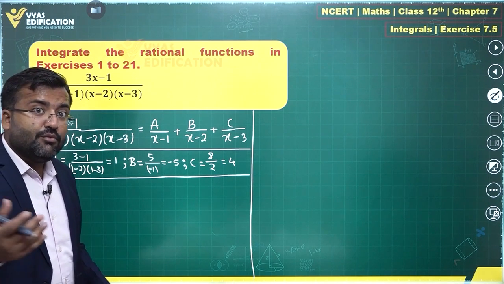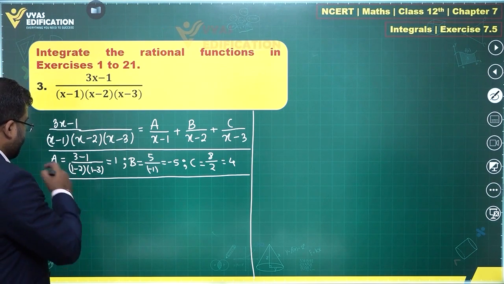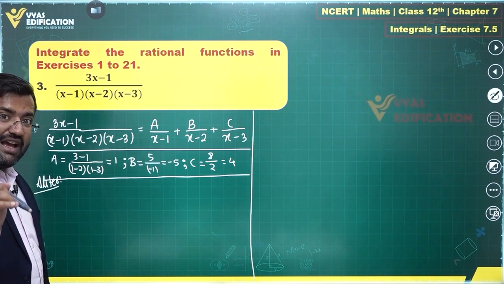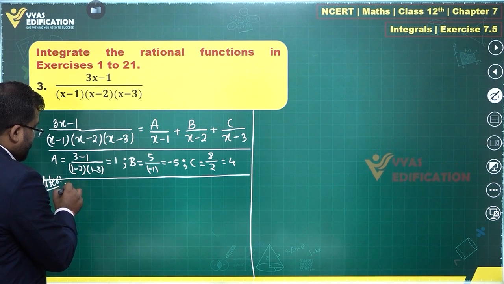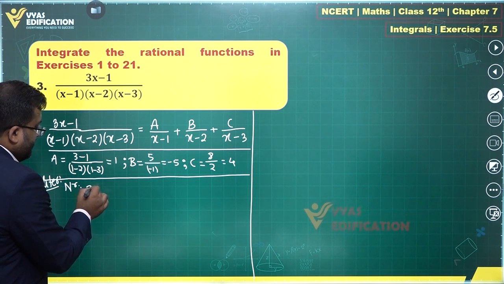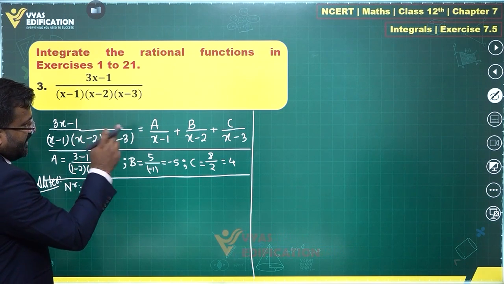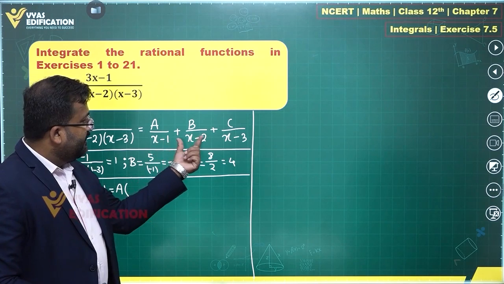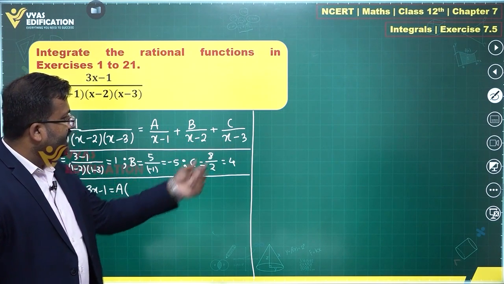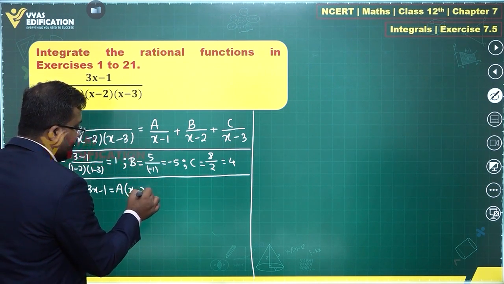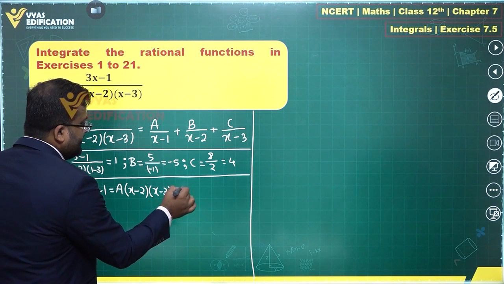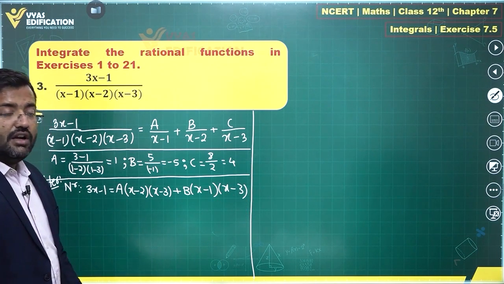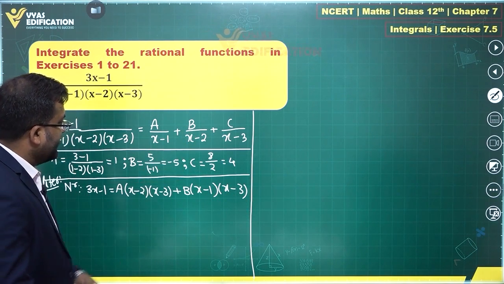But for the NCERT people, for the board people, if you want to solve, we'll have to use an alternative approach to get the values of A, B and C. And what is that? The numerators have to be compared. Numerator 3x minus 1 will be equal to A times, oh, this numerator will be big, right? The LCM will be x minus 1, x minus 2, x minus 3. So with A, you will get x minus 2, x minus 3, plus B times you will get x minus 1, x minus 3. Right or not? This and this. But with C you will get x minus 1, x minus 2.